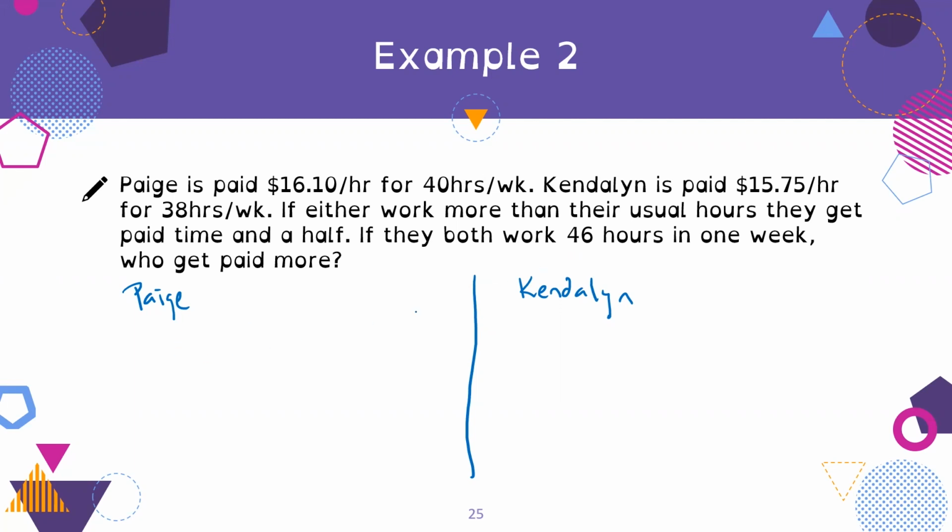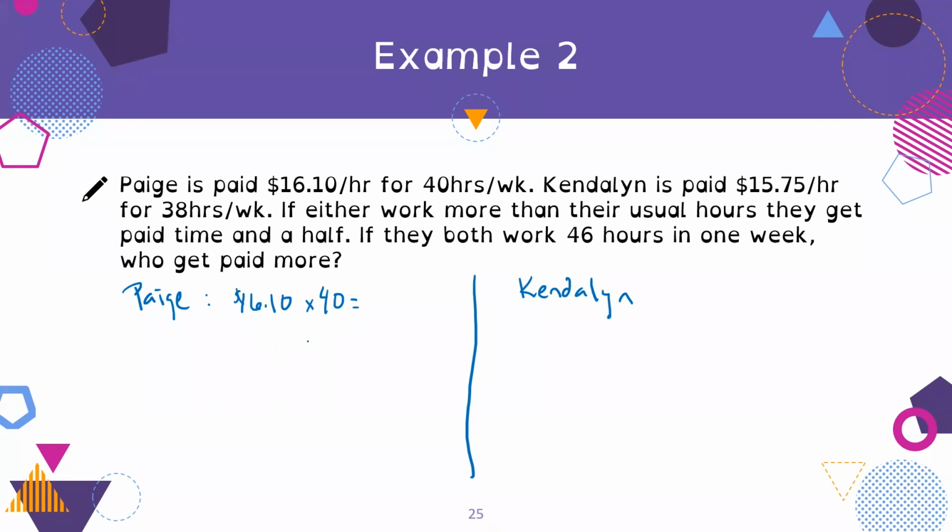So let's do Paige first. Ignore Kendallin. We're just going to do Paige. So Paige gets paid $16.10. So $16.10 times 40 is Paige's usual amount that they make. So to figure out how much they make in 46 hours this week, we still do $16.10 times 40. That still happens. Even though they work more hours in that week, for the first 40 hours, they still get paid $16.10.